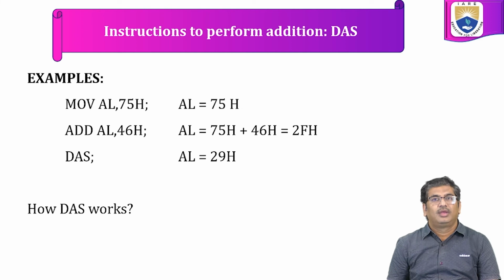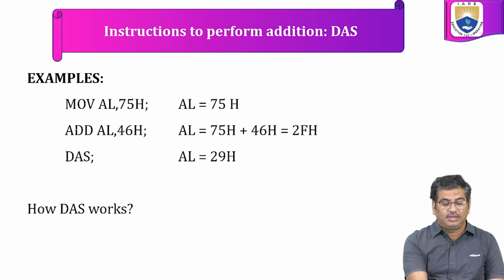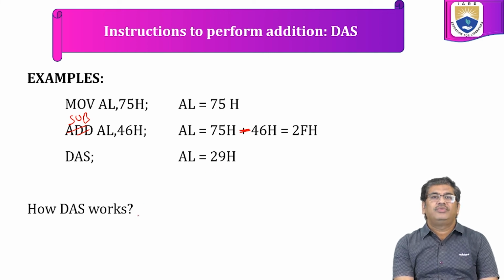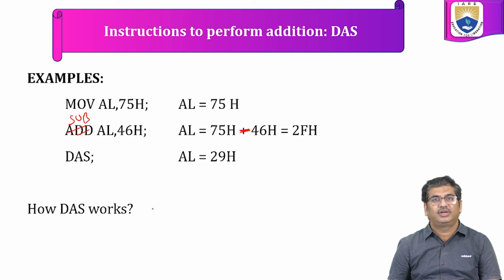Example, move AL, 75H, sub AL, 46H. What is the result obtained? If you give the DAS instruction, it will be converted into 29H. Now we will see how this DAS instruction will work.